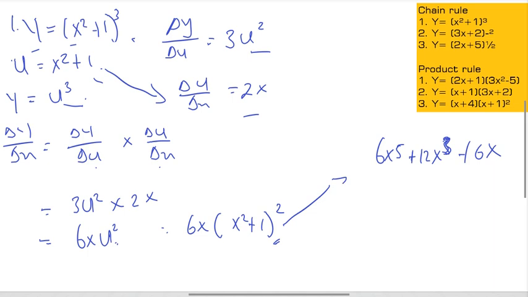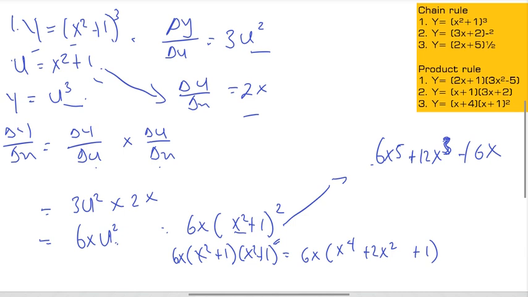We're going to expand this one. That's the difference between this and this. We're going to, or we can even make this one look like this. But let's make this one look like this first, right? So we have 6x. We have x squared plus 1, x squared plus 1. That's what the square means. So we have 6x into the bracket of x to the power of 4, then plus 2x squared, then plus 1, right? So we have this.